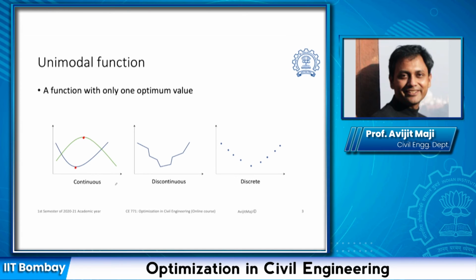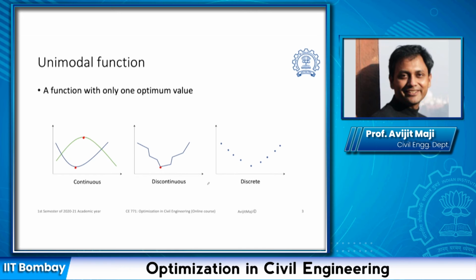A function could be discontinuous of this nature. A discontinuous function is difficult to represent in a mathematical format, but we can calculate the function values for different design variable values. So a discontinuous function of this nature can also have one distinct optimum value, and if we try to use the function values to find the point where the function value is minimum, we can easily find it. A reverse of that is going to be at the optimum point.